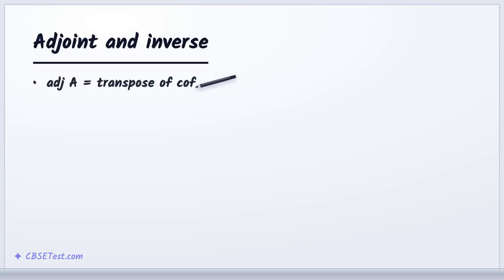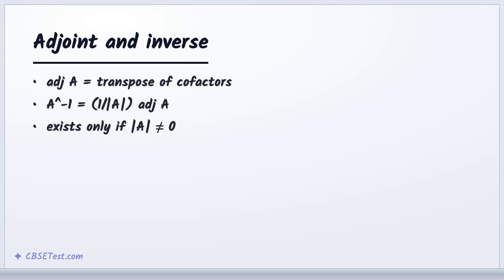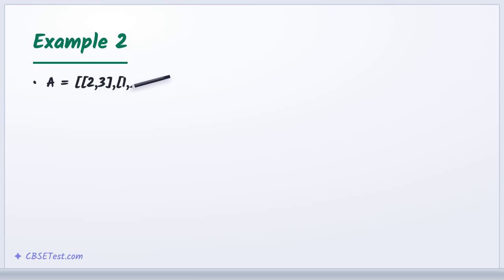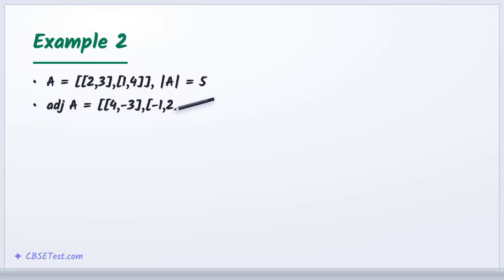The adjoint is the transpose of the matrix of cofactors. The inverse is 1 over the determinant times the adjoint, and it only exists when the determinant is non-zero. For our matrix with determinant 5, swap the diagonal entries and negate the off-diagonal to get the adjoint. The inverse is 1/5 of that adjoint.